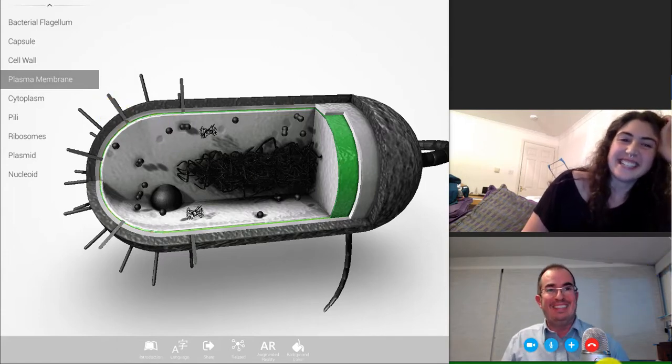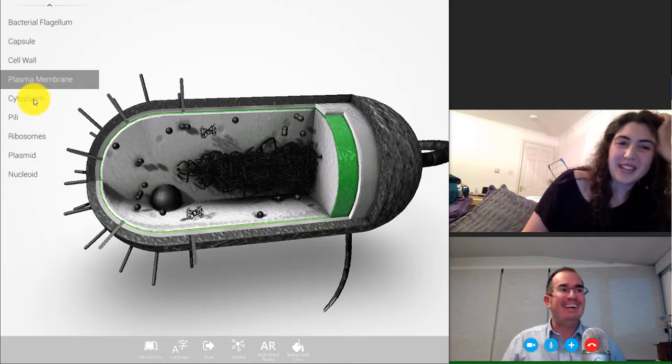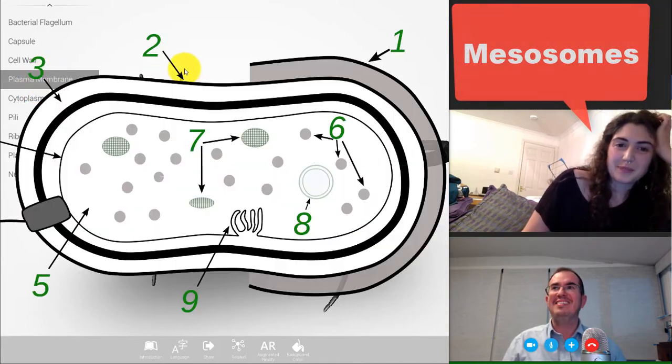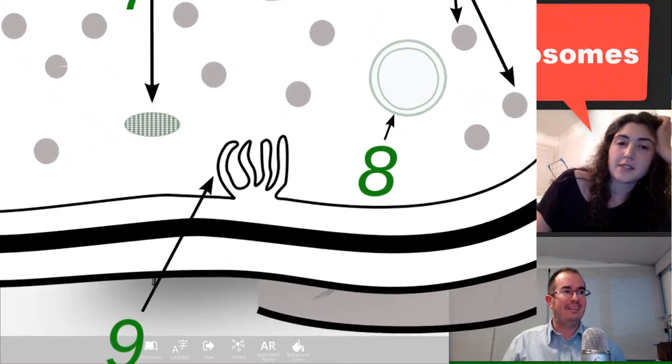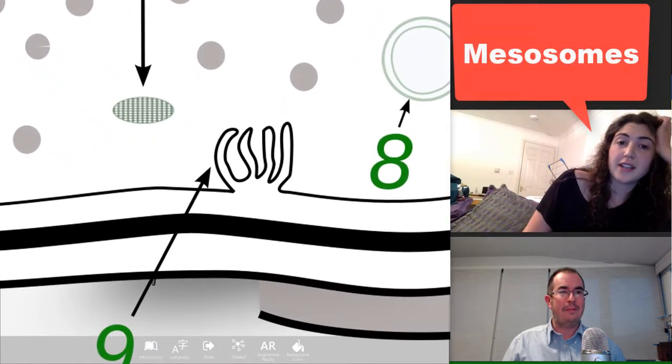Some prokaryotes have mesosomes. A mesosome is a fold on its plasma membrane. It makes the surface area of the membrane larger and allows more metabolic activity.